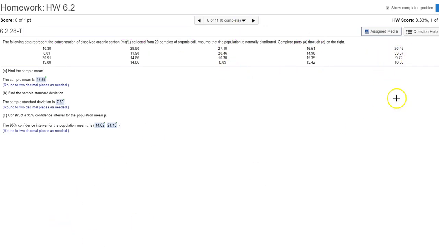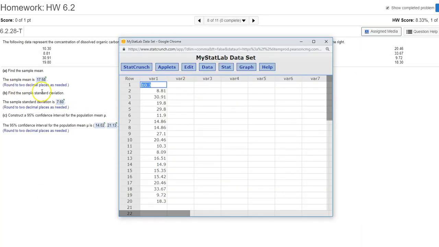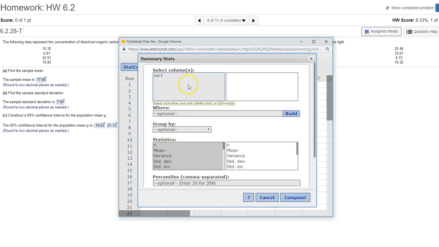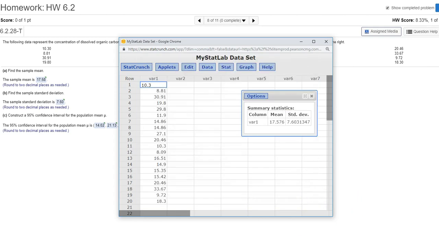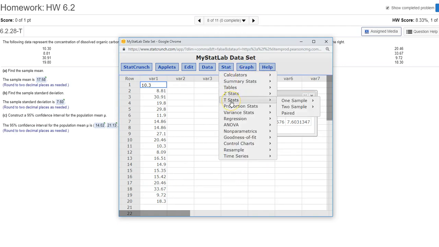So what I should do is go ahead and open my data in StatCrunch. The first thing they're asking me is to find the mean and standard deviation. Stats, summary stats, columns. I click the mean and standard deviation. And you see that your mean is right here and your standard deviation is right here. Okay? Now the next step is to calculate the confidence intervals. Okay? So same thing, stats, T stats. This is not summary, it's with data.